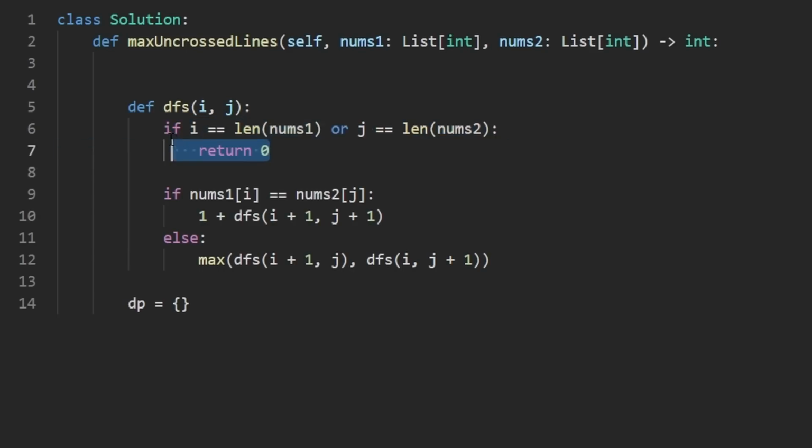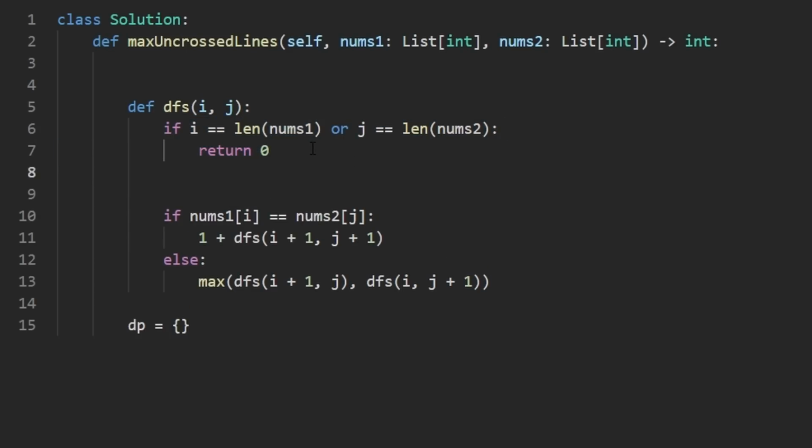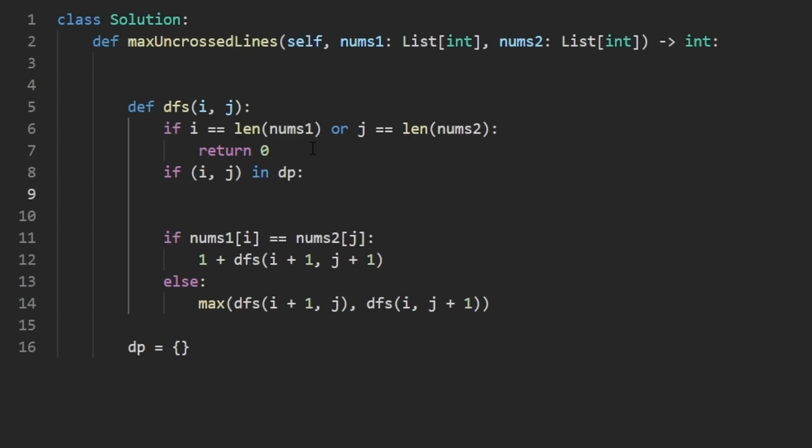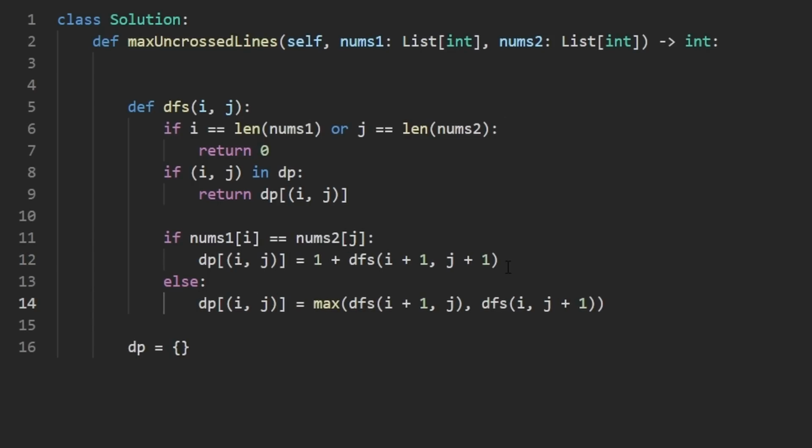Now, we're going to add another base case. What if we've already solved this subproblem before? What if this key already exists in our DP hash map? If it does, then we can just return the value that's stored in the hash map corresponding to that key. But if it doesn't already exist, then we have to compute this value, and we're already doing that below. We just aren't storing it in the cache, so let's do that. Let's say dp is going to be equal to this, but regardless of which one of these executes, we want to return the value that we ended up computing.